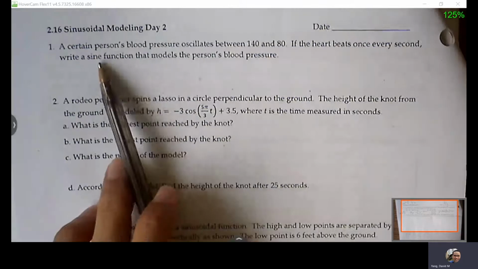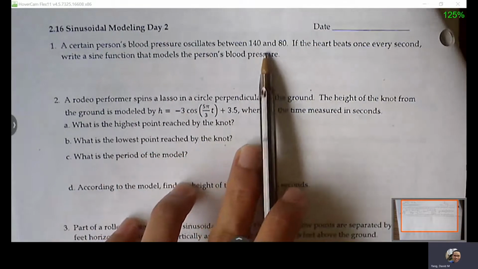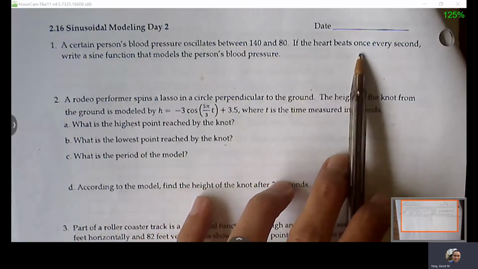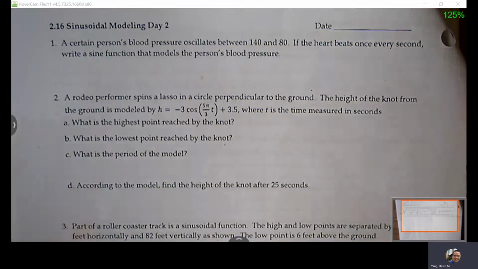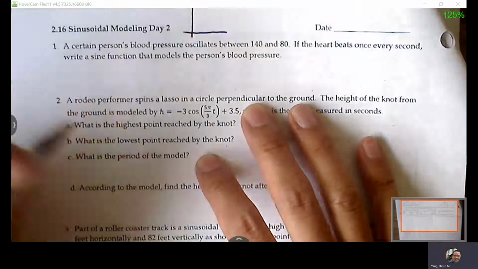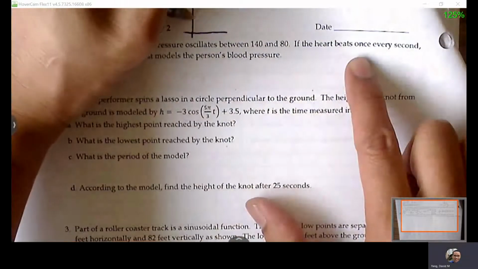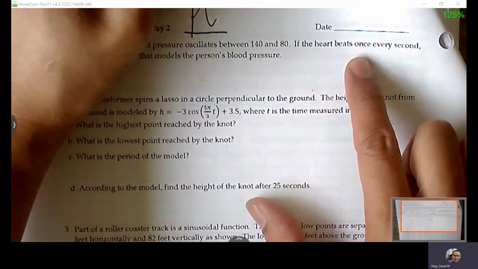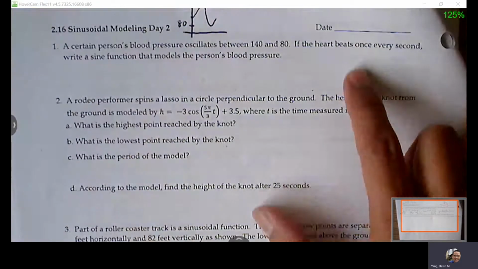All right, so a certain person's blood pressure oscillates between 140 and 80. If the heart beats once every second, write a sine function that models the person's blood pressure. So we can think of the fact that every time it beats, it's going to start at the midline and rise up to 140, but then also dip down to 80.